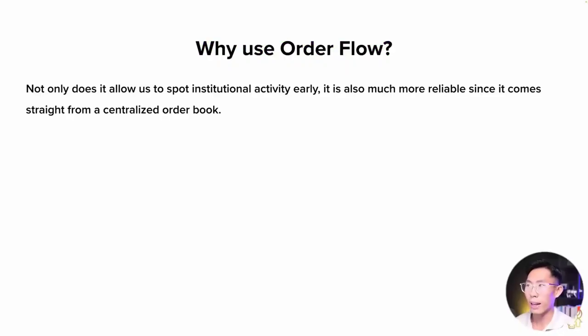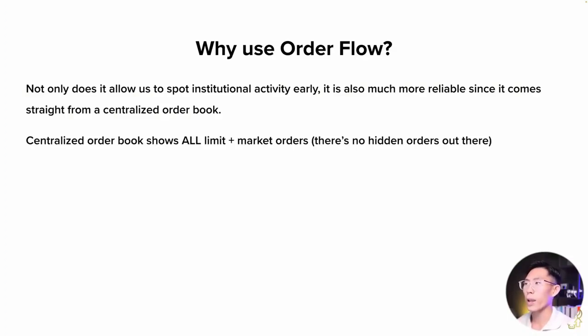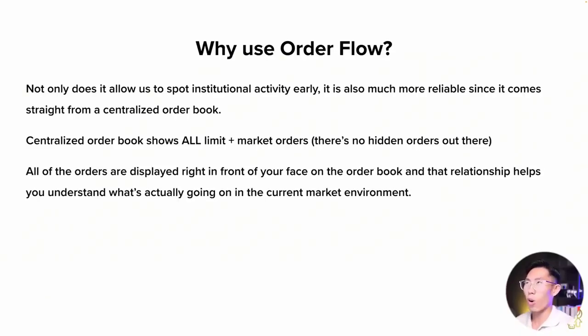Now, not only does it allow us to spot institutional activity earlier, it is also much more reliable since it comes straight from a centralized order book, right? An order book is basically where you see all the limit and market orders that exist inside the market, right? So all the buy or sell orders are shown on the order book. And this centralized order book literally shows everything, all the orders. This means there are no hidden orders from the black market or something out there, right? It's all on the order book, right? Like, come on, all the orders are literally displayed right in front of your face on the order book itself, and that really helps you understand what's actually going on in the current market environment.